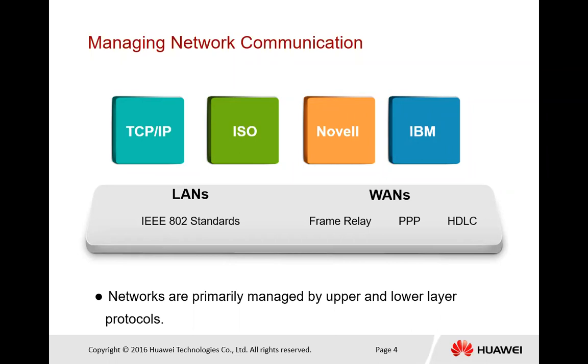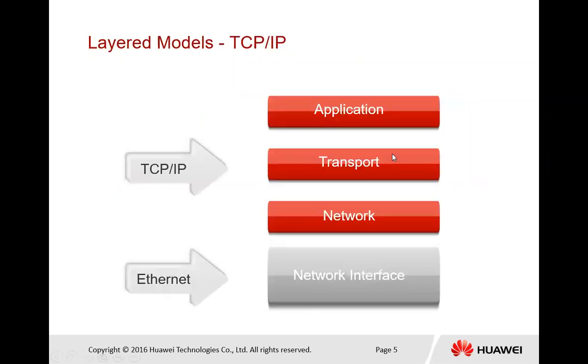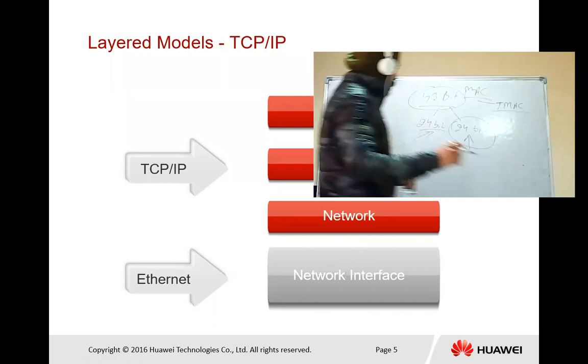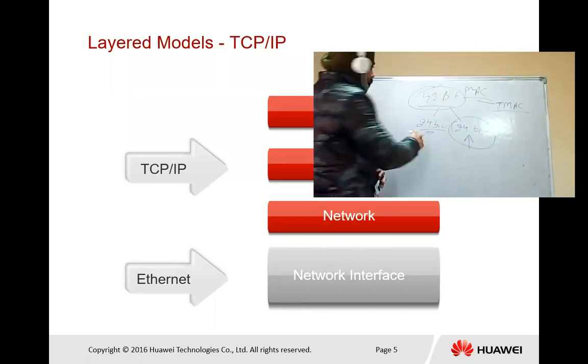So next we have the layered model of TCP. Based upon the three models, we have different standards also. TCP/IP is not a numbered model. First of all, I'm going to explain this, because we are talking about the OSI model.